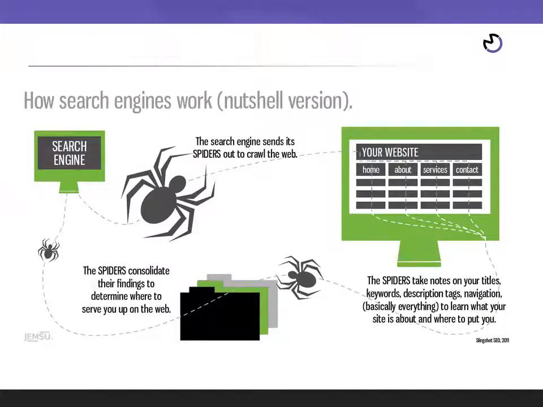So the diagram here is a visualization basically of what we just explained and how search engines work. If you have the search engine there on the top left hand corner, you can see the spider will go on the web to crawl the web and to find websites. Once they find a website, the spiders take note of the titles, keywords, description tags, navigation, and all of the other elements that are in the algorithm to learn what a website is about, which keywords are used, and a range of other things that they then in turn integrate or index into the search engine's database for further reference.